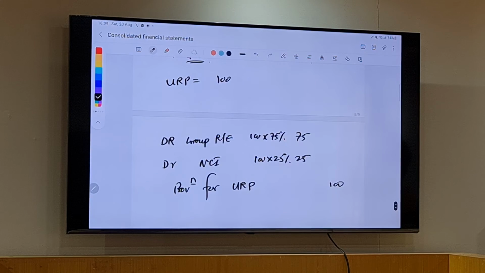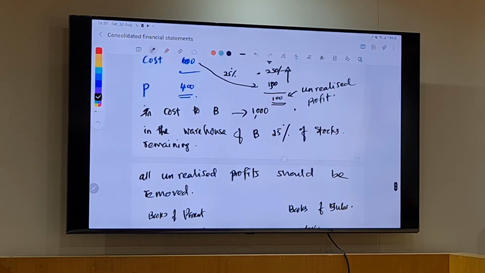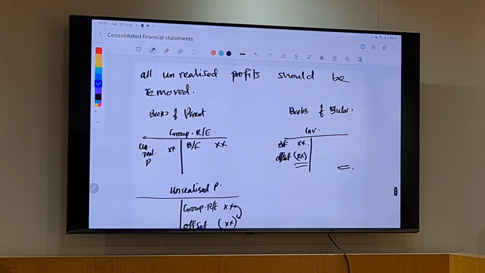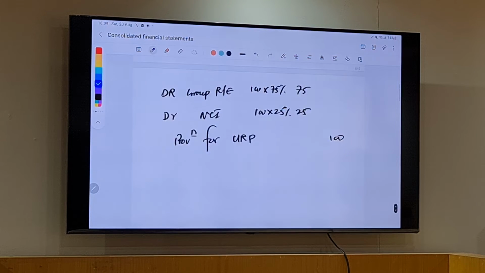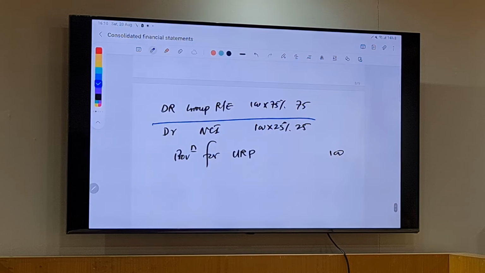This is the difference. In here what we did, I debited the entire 100 here, and I credited that entire 100 here. So debit group retained earnings, and then credit provision for unrealized profit. But down here, we have an additional item. We need to take a portion from the non-controlling interest. Clear? So now we move on to the question.